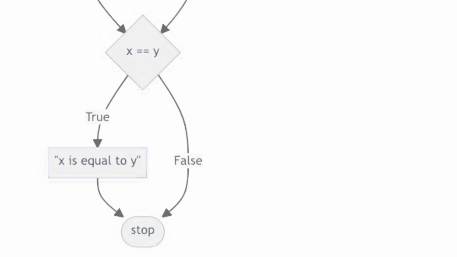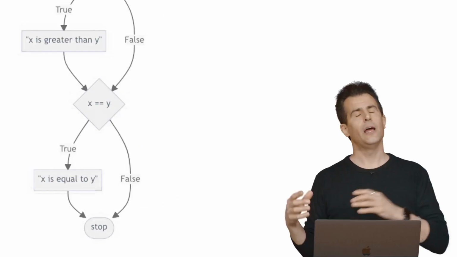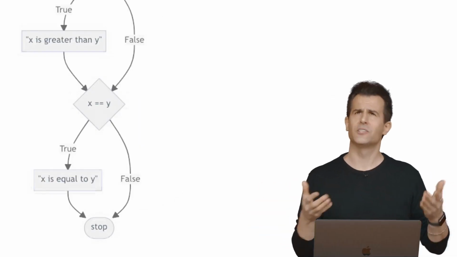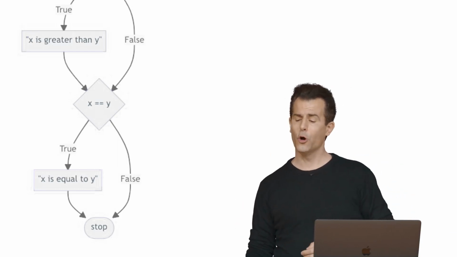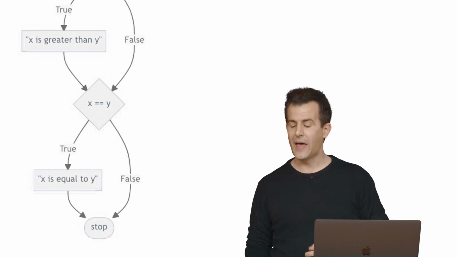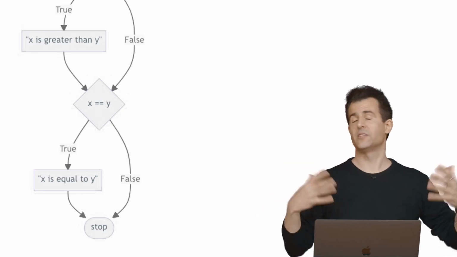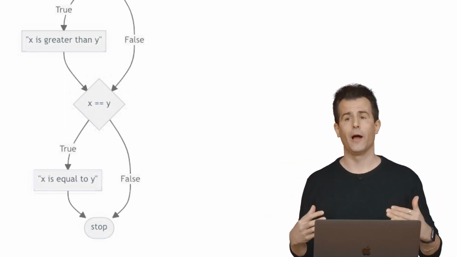The third diamond asks x equals y. Now, that too has a false answer in this case, because 1, of course, does not equal y. And so we again follow the third false branch here. And that leads us, of course, to stop. And stop just indicates that's it for the program.